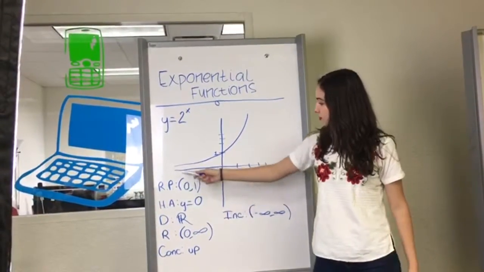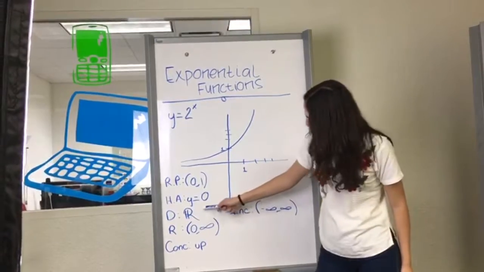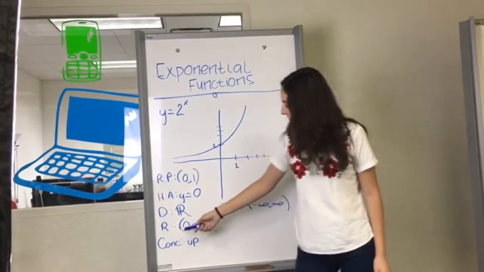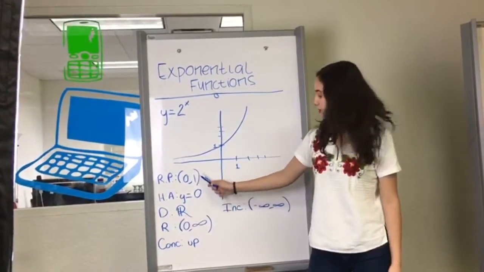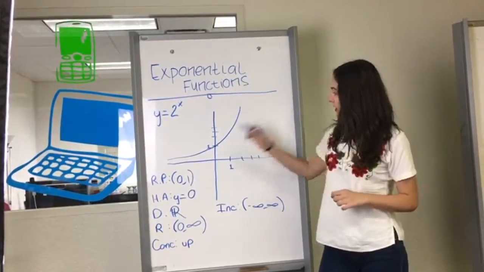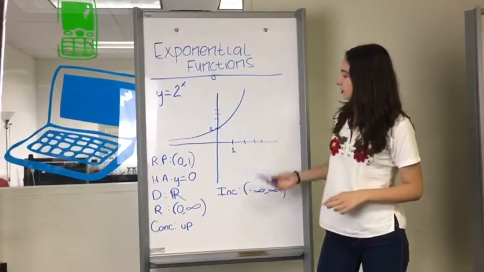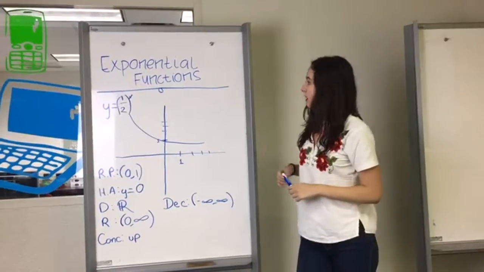The horizontal asymptote is y equals 0. The domain is all real numbers, and the range is from 0, the reference point, to positive infinity. The concavity of this graph is upwards, and it increases from negative infinity to positive infinity.